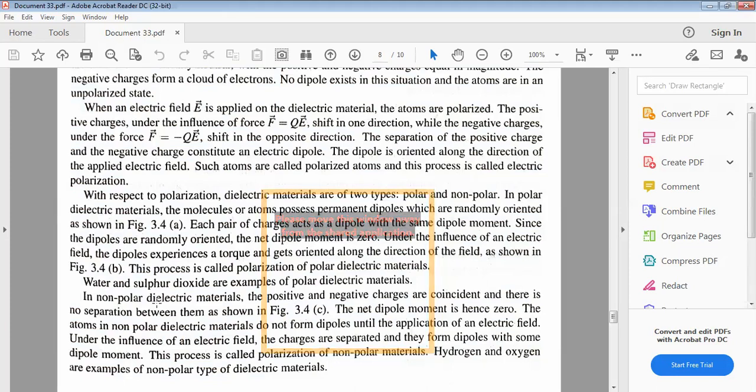Water and sulfur dioxide are examples of polar dielectric materials.